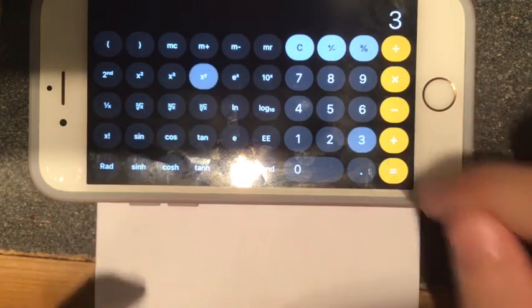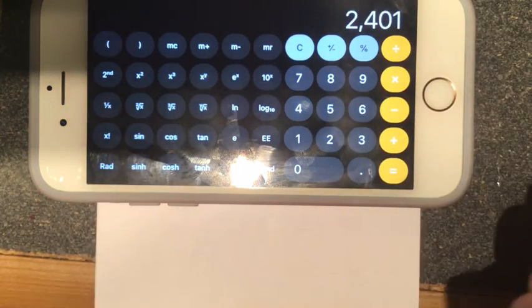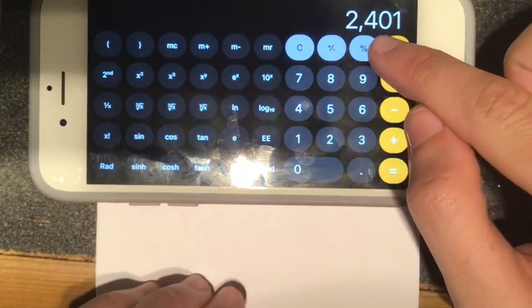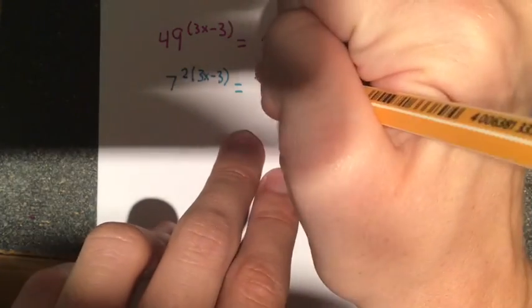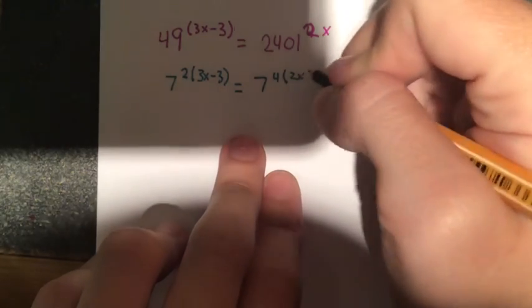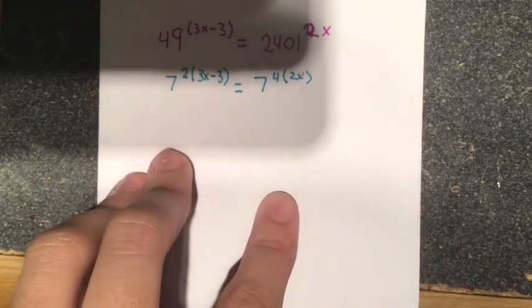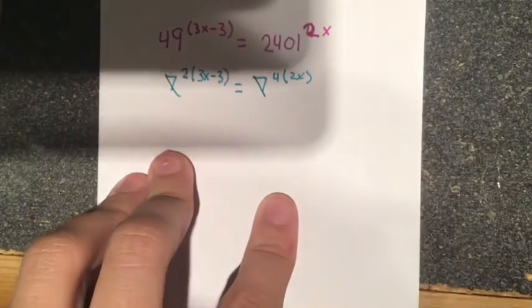So let's test out some numbers. 7 to the 3rd power, not big enough. 7 to the 4th power. Ooh, look at that, 2,401. So 7 to the 4th power is going to get me there, 7 to the 4th power times my 2x. Okay, so now I have my common bases. They cancel out.